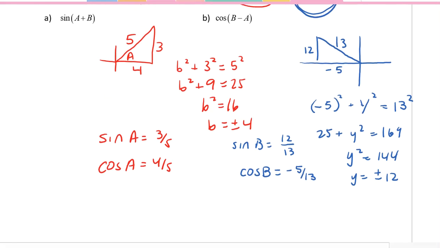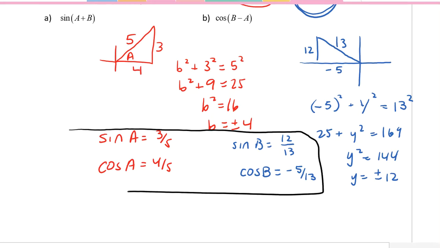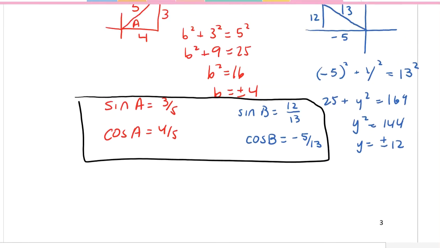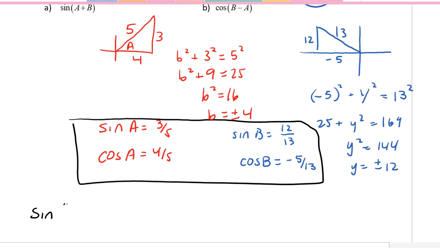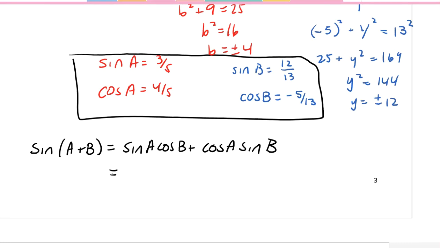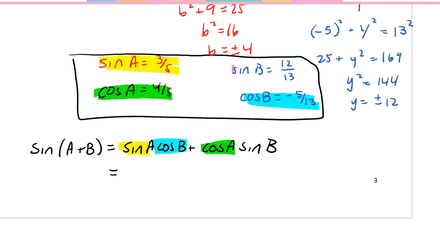All right, so now this key is essential on this type of problem. So I make my key, and now I'm going to do these two, sine of A plus B first. So I know sine of A plus B is equal to sine of A cos B plus cos A sine B. Well, if I look at my key, I have all of those pieces right there for me. So sine of A, cos of B, cos of A, and sine of B. So each one's going to get plugged in there.